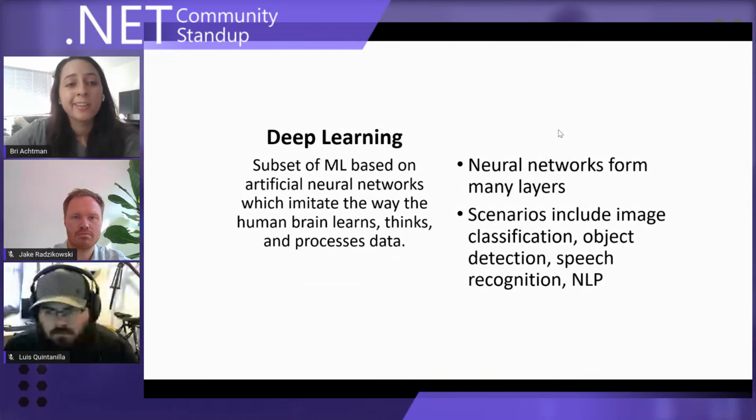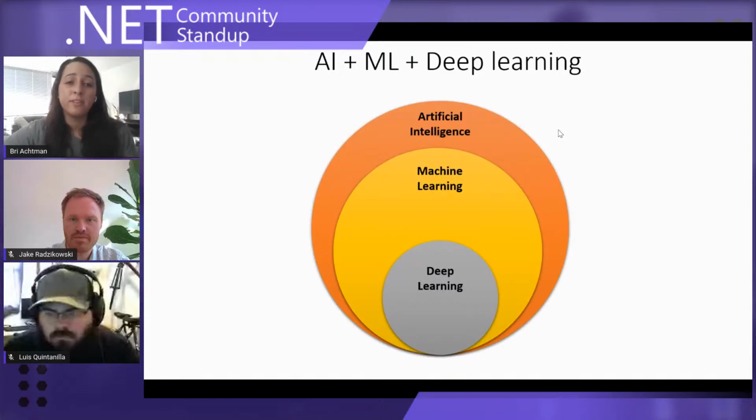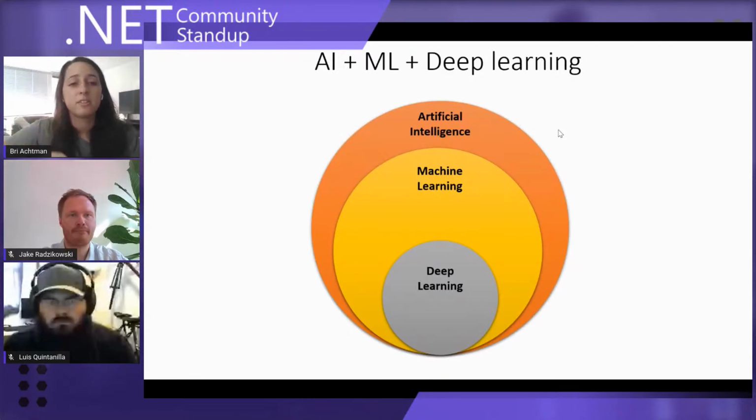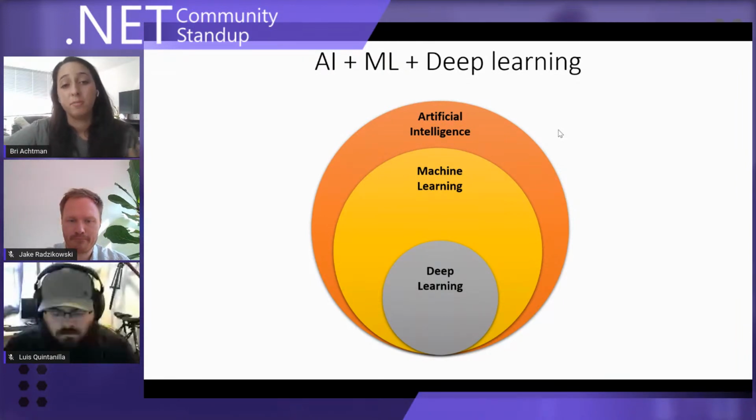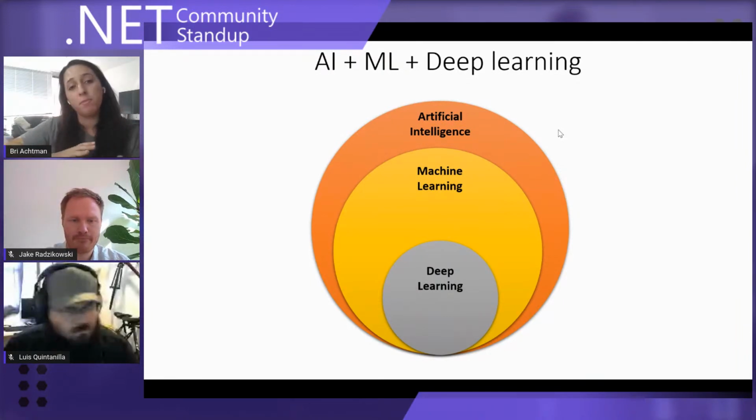And then there's deep learning. So deep learning is a subset of machine learning. It imitates the way the human brain learns and thinks, processes data. This is used for more complex tasks like image classification or object detection or natural language processing. And how this all fits together, you've got artificial intelligence. Machine learning is a subset of that. And then deep learning is a subset of machine learning. So that's how all the pieces fit together.